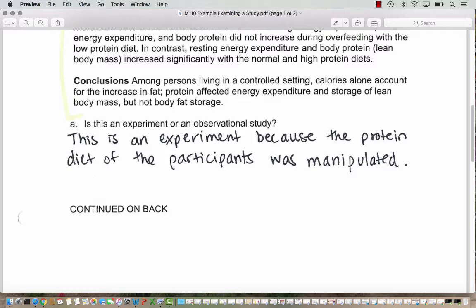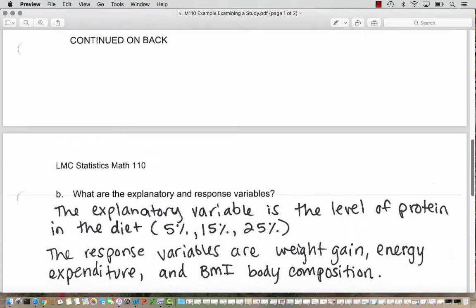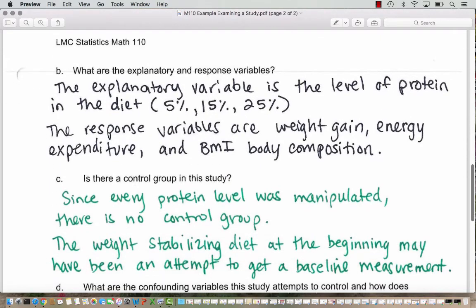So our first question to think about is this an experiment or an observational study? I think we can all agree this is an experiment because the protein diet of the participants was manipulated. So then we want to think, what are the explanatory and response variables? And we already talked about that while reading.